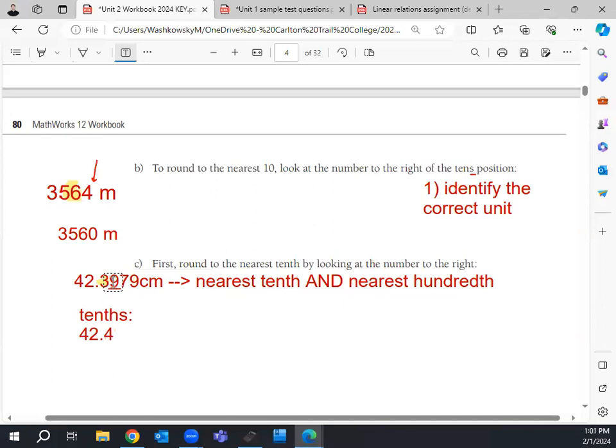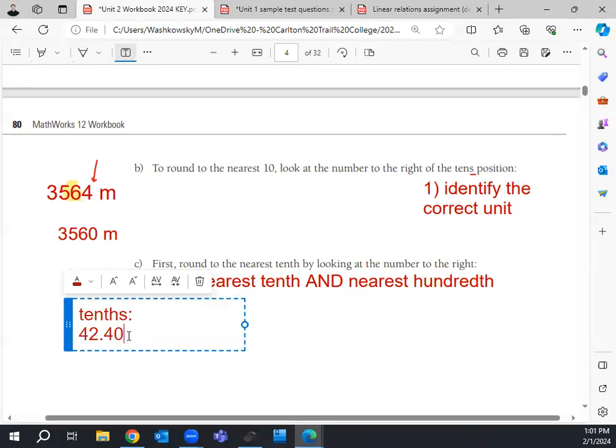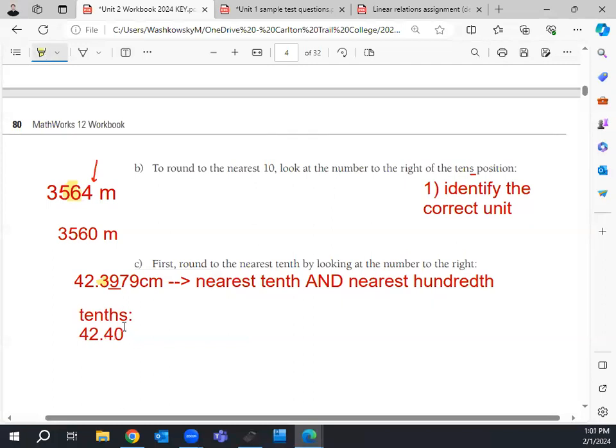Now, a lot of people would say, okay, it's 42.4, because I need to round this 9 up, which gives me a 10, which is why that 3 turns into a 4. But this is not correct. It says to the tenths, so even if there is a 0 in that position, you put it there, because it's specifically asking for the tenths. If it did not ask for the tenths, you could actually get rid of that 0 entirely. But because it's asking for the tenths, I need to put that 0 there.